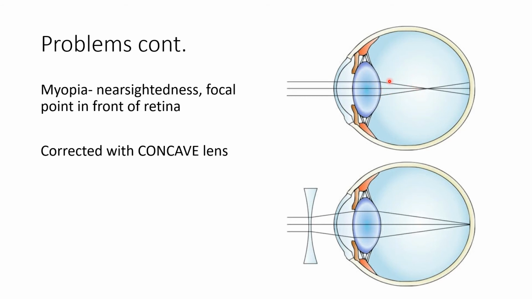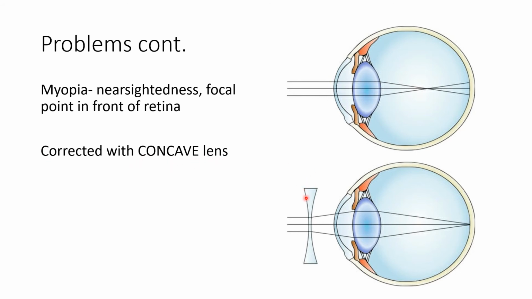But the lens is shaped in such a way that where the light rays actually focus together perfectly is in front of where the retina is. And so it's not focusing on the actual retina. So the way that you can correct myopia or a myopic lens is with a concave shaped lens, either in your glasses or in your contacts.